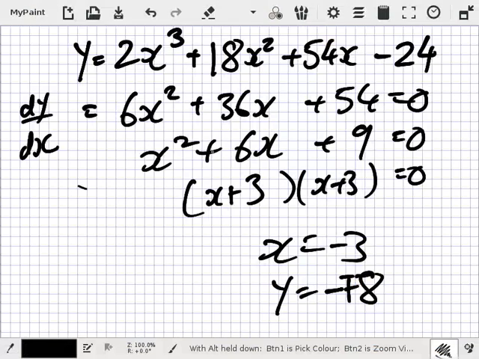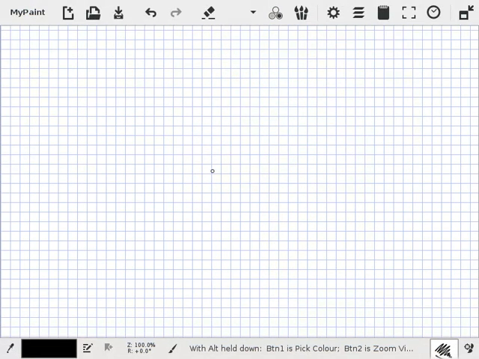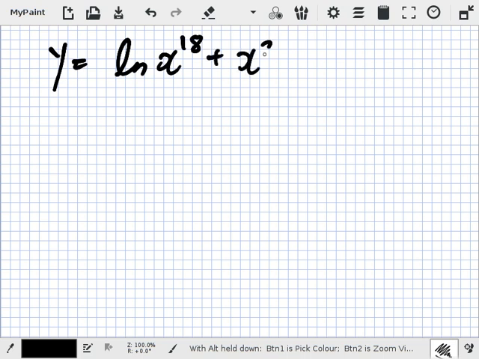Let's do another one now. We'll make it a little bit harder. So let us do this one here: y equals log x 18 plus x squared plus 12x minus 8. Okay, what do I need to do first here before I could even start to differentiate? Get rid of the log. Yeah, well, not get rid of the log, but do something with the log.